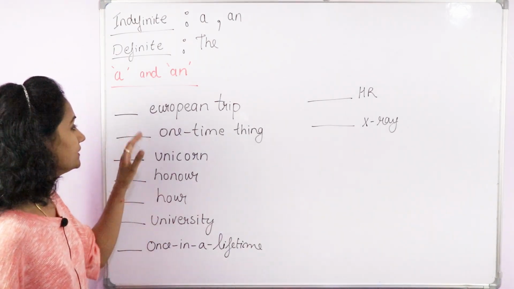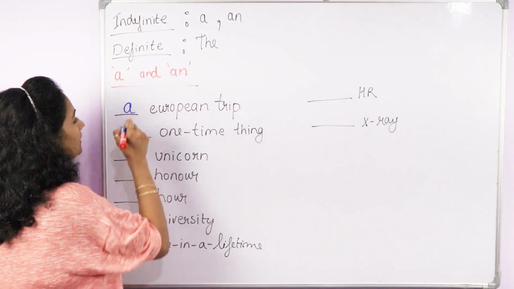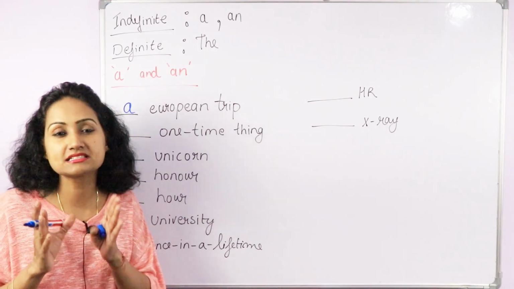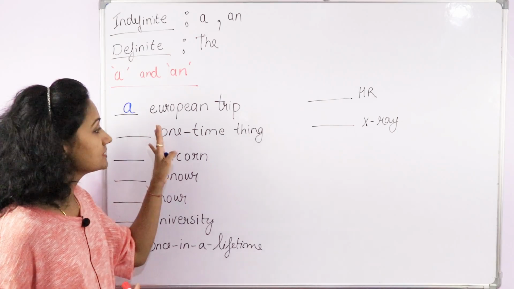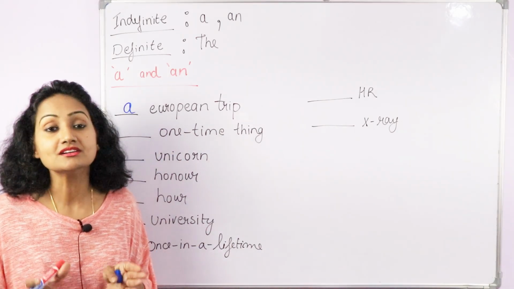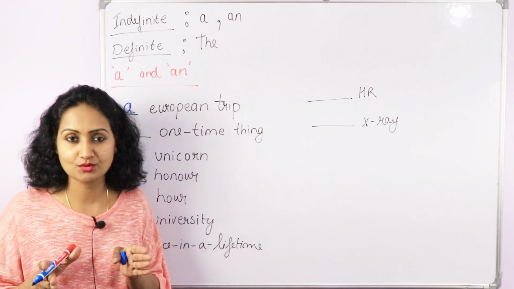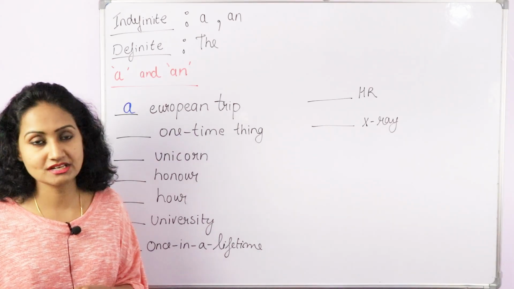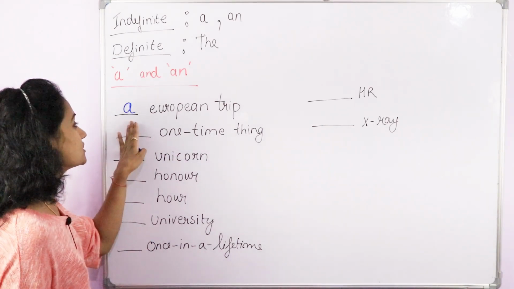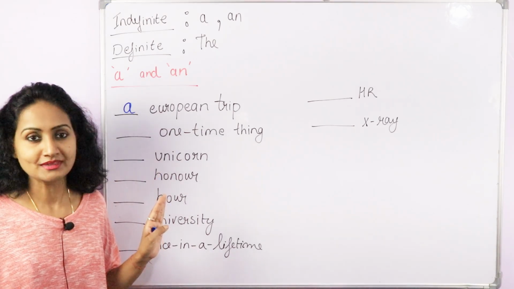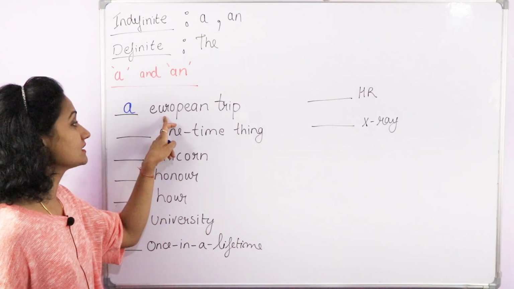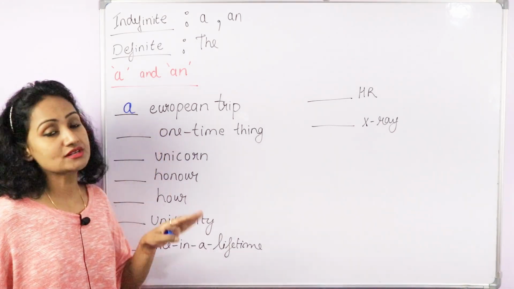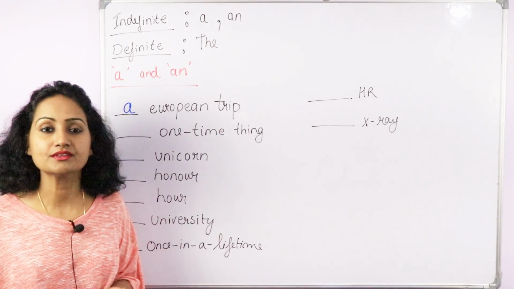Let me tell you, here it should be a European trip, because just concentrate on the first sound of the word. So the sound is European, which begins with the sound of the letter Y, and Y is a consonant, not a vowel. So that's why we will put a over here, not an. Don't think that the word is starting with E, a vowel, so we should put an. No. Concentrate on the sound, the first sound of the word.